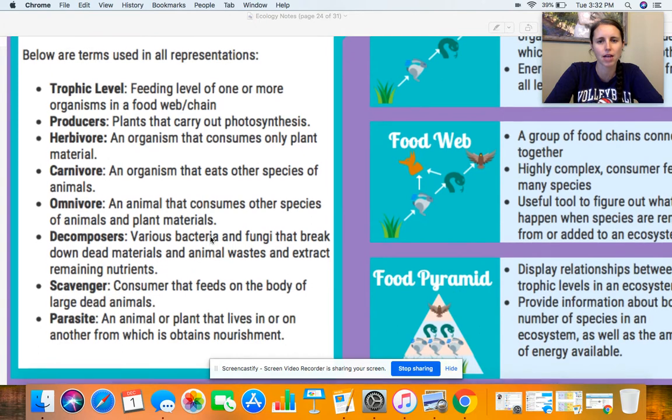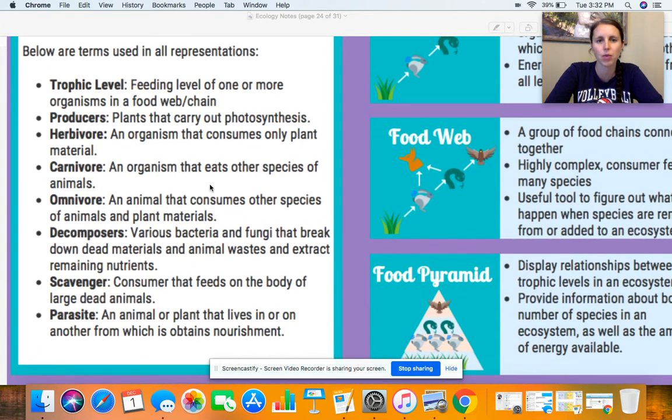Before we get into these differences, I wanted to talk about a couple terms that you're going to see that are going to come up when we talk about our different ways to represent relationships. The first term you're going to hear me talking about is this term trophic level. A trophic level is a feeding level of one or more organism in the chain or web. So a trophic level is essentially one organism that's kind of staked a claim for a certain spot on the food web or food chain or whatever we're looking at.